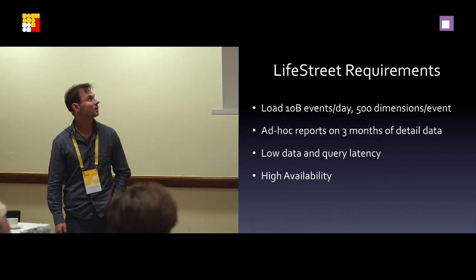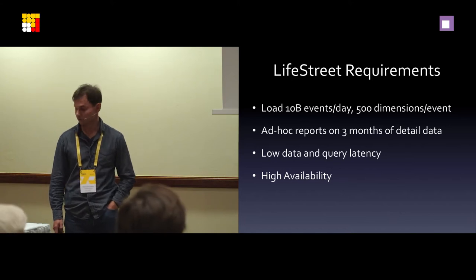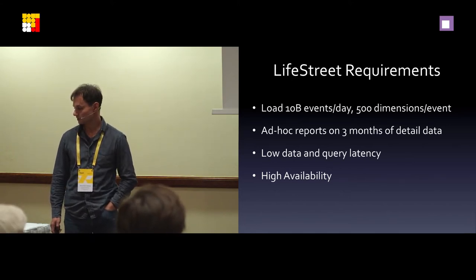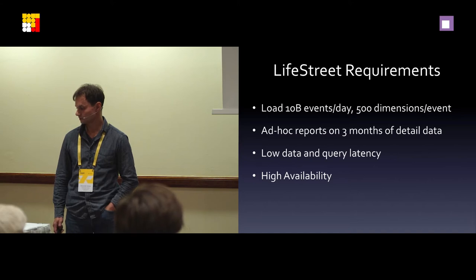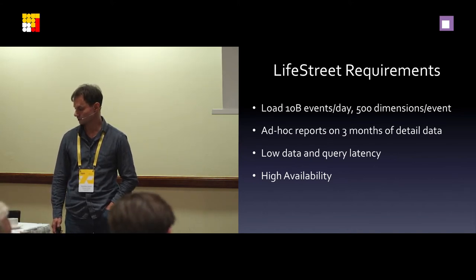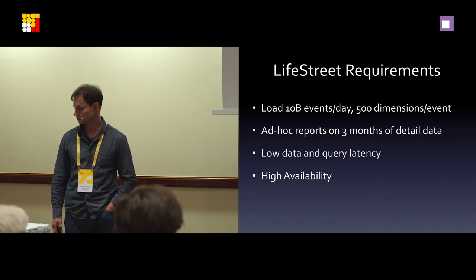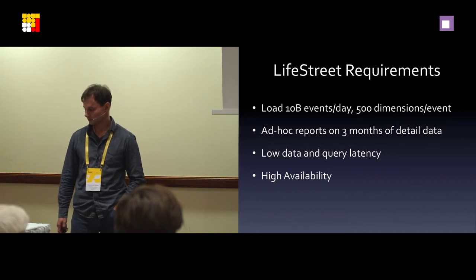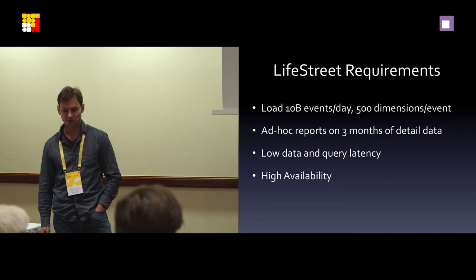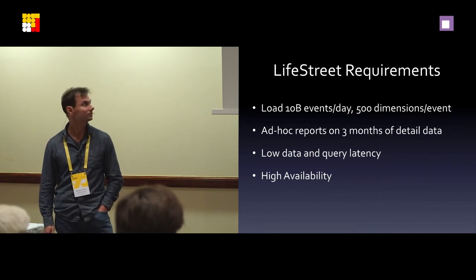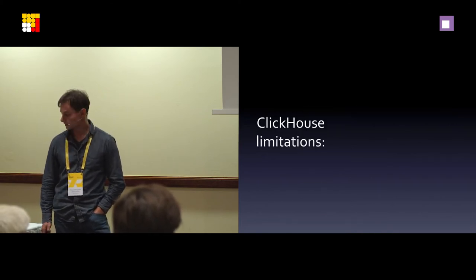And requirements-wise, I probably repeat myself a little bit. We have 10 billion events, 500 dimensions per event. We need to run ad hoc reports on 3 months of detailed data with low data latency, so no huge batches and delays, and low query latency. And also high availability is very important if you run a production system. You can't avoid that. Now let's look briefly at ClickHouse limitations and see what we can do about that.